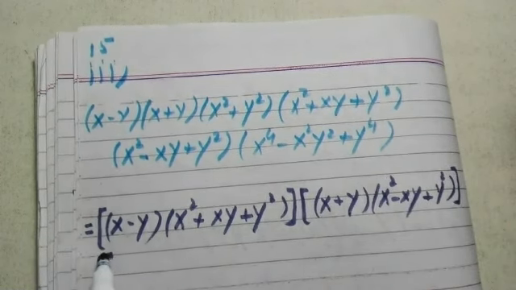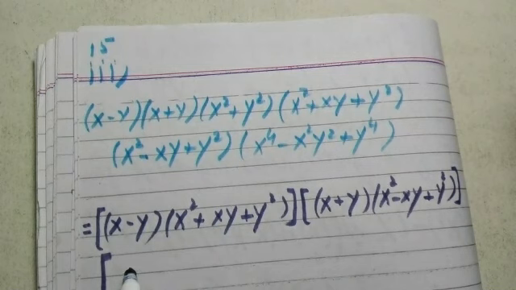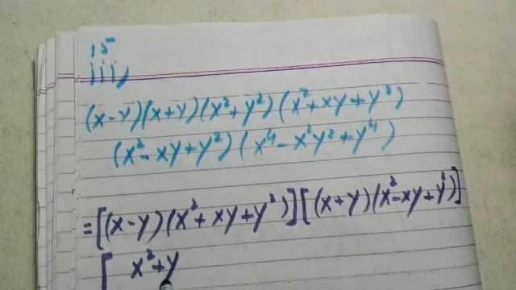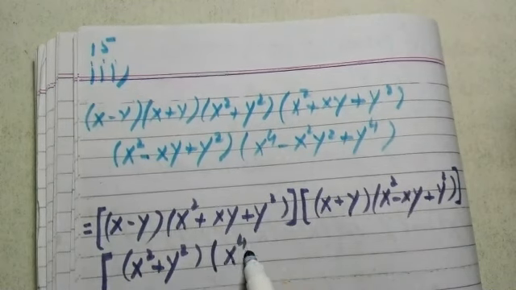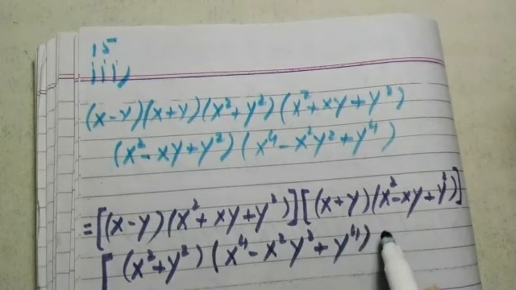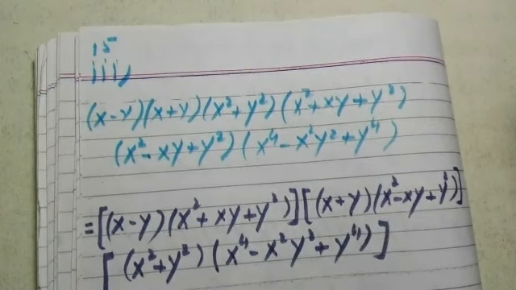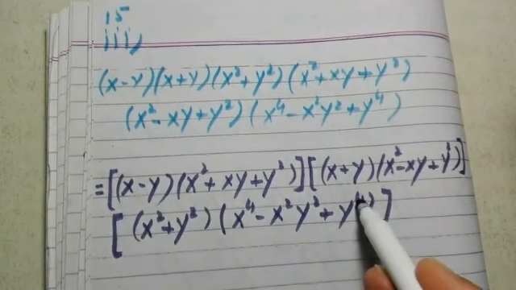The third pair will be x square plus y square and x4 minus x square y square plus y4. Six terms were there and I have arranged them in three pairs.